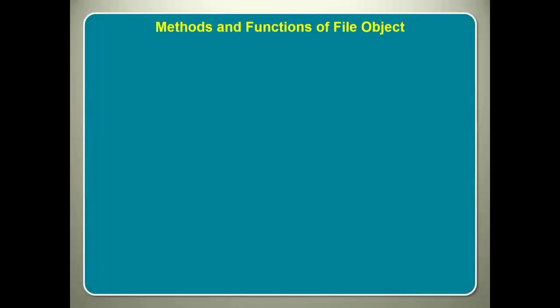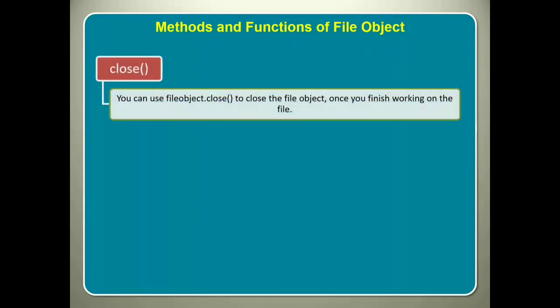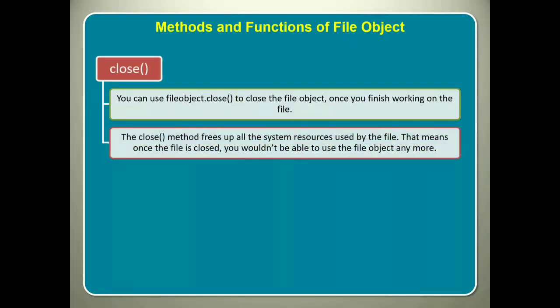Let's learn about other methods and functions that you can use with a file object. First one among the list is the close function. You can use file_object.close() to close the file object once you finish working on the file. The close method frees up all the system resources used by the file. That means once the file is closed, you wouldn't be able to use the file object anymore.